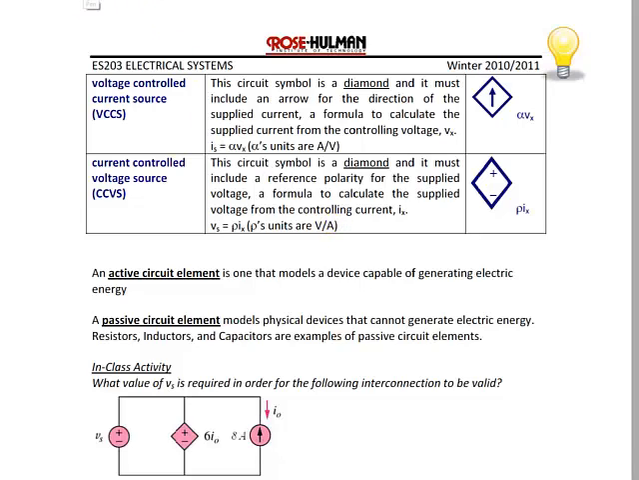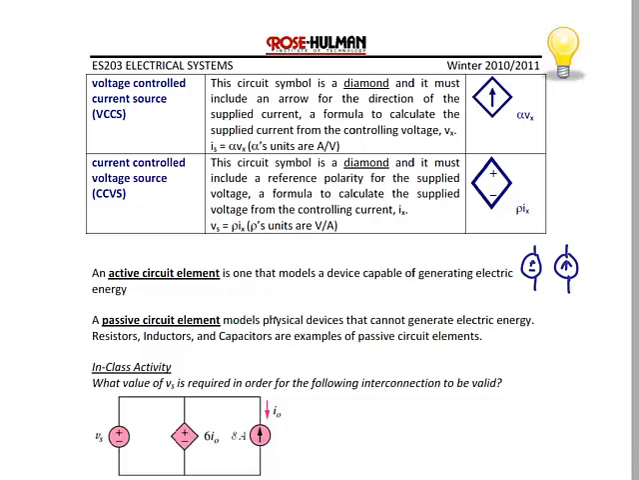Now let's talk about active circuit elements. Active circuit elements are ones that model a device capable of generating electric energy. So our primary active circuit elements are the 6 that we just summarized, such as a voltage source and a current source.